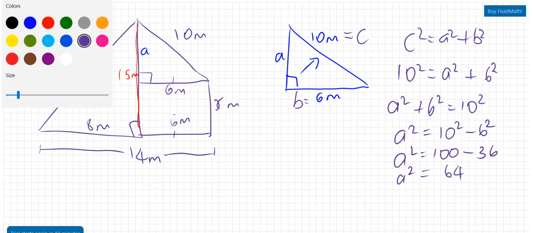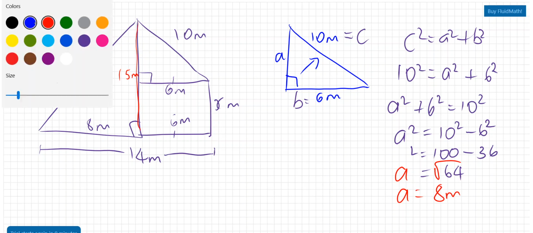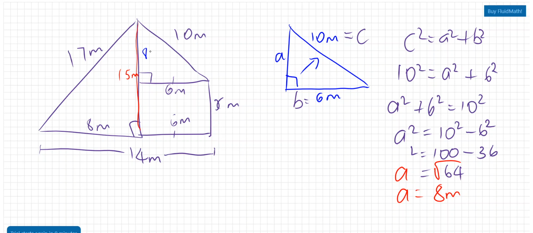Now I can see 64 is a perfect square. So when I square root that, to cancel it out, all right, so A will be equal to the square root of 64. So A will just be equal to 8 or 8 meters. All right, so I have found this length here now. That is, I'll put it in blue, 8 meters. So from there to there, I have 8 meters.